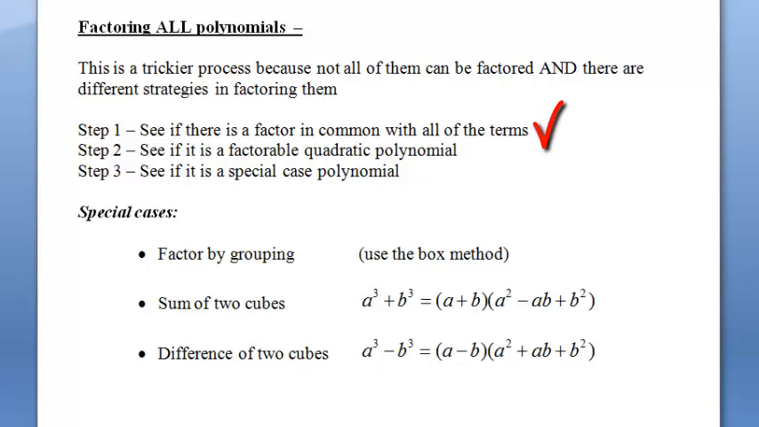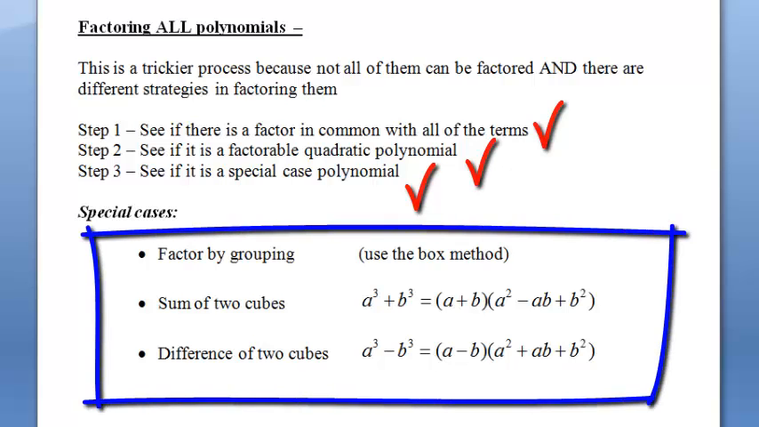Step 2: see if it is a factorable quadratic polynomial, because quadratic polynomials are the easiest kind to factor, since we use the X box or the diamond problems, whichever your teacher has always called them. So we just use the diamond or the X box and see if we can factor them. Step 3: see if it is a special case polynomial. There are many kinds of polynomials that are special cases. Here are some special cases right here. All you have to do is get a 2x2 box, put the values inside the box, and then factor out of the box, just like we did with the X box.